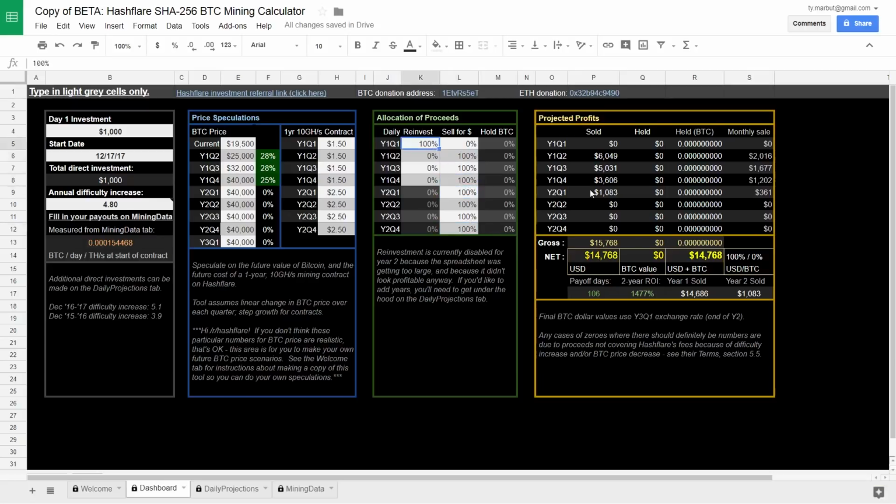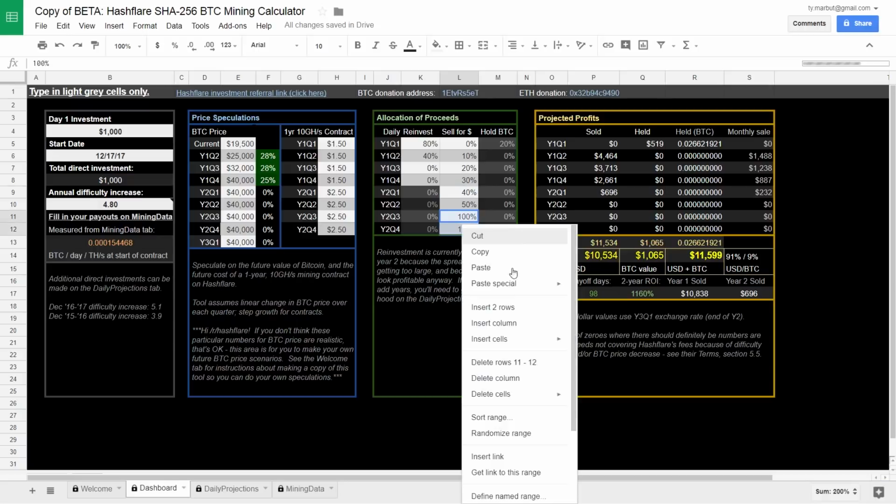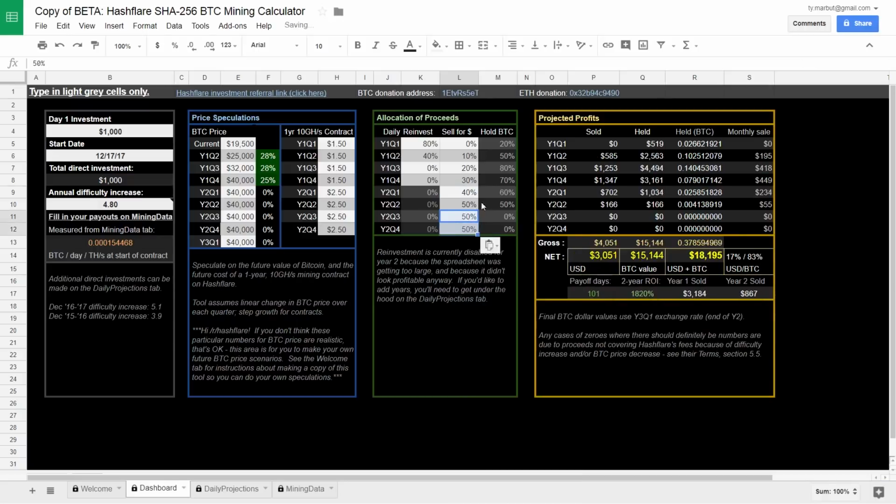Let's do one more plan. Let's do one more. I'm having fun doing this. Let's do this one. Let's do reinvest 80% and 40% and none. And then you sell none, you sell 10, 20, 30, 40, 50, and we'll hold at 50. Not that it will matter down here because I don't think we're getting any income. Throw the values in there. Okay.